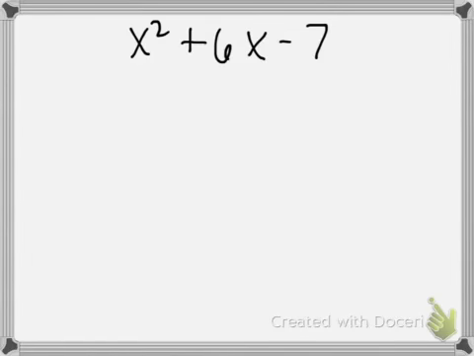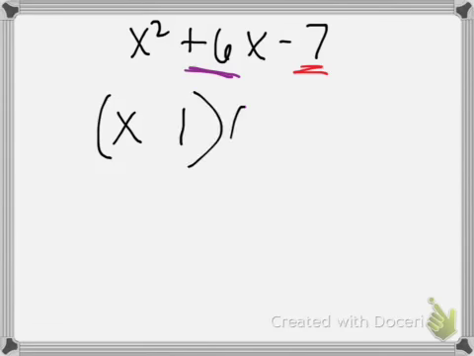Okay, so for this first equation, it's x squared plus 6x minus 7. What you would do first is look at the negative 7, and you think, okay, what would be multiplied to get negative 7 and added or subtracted to get 6? Since 7's prime, you know it has to be 1 and 7. So what makes it positive 6? You know it's add 7 and minus 1.